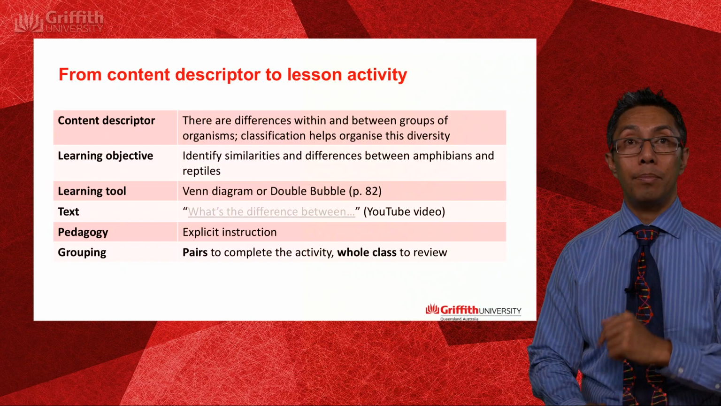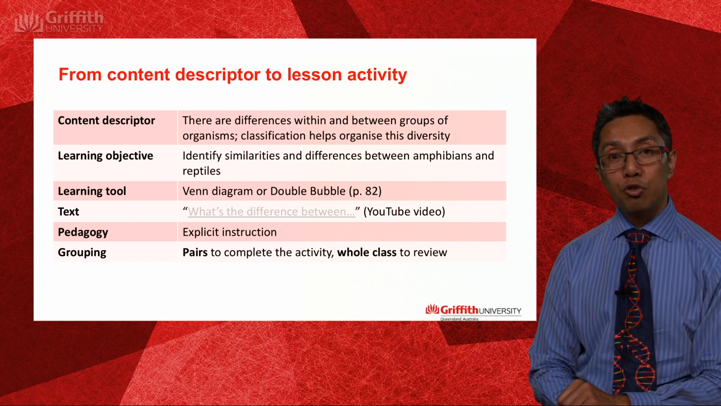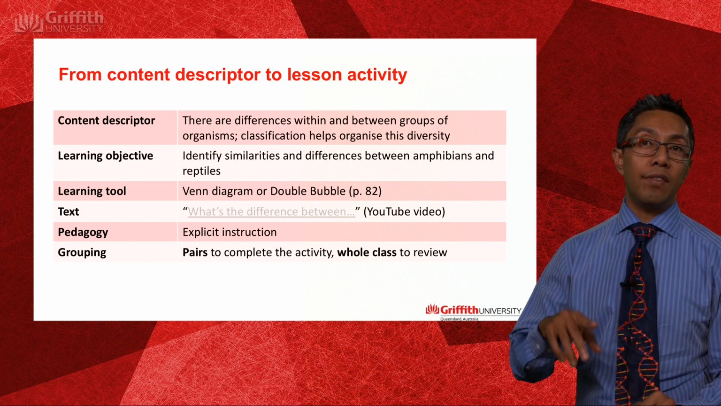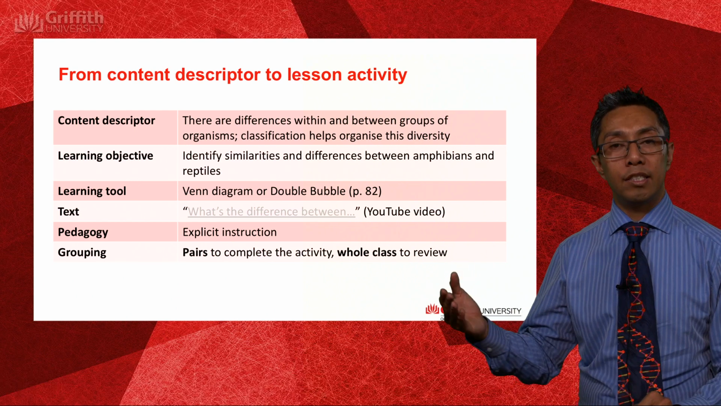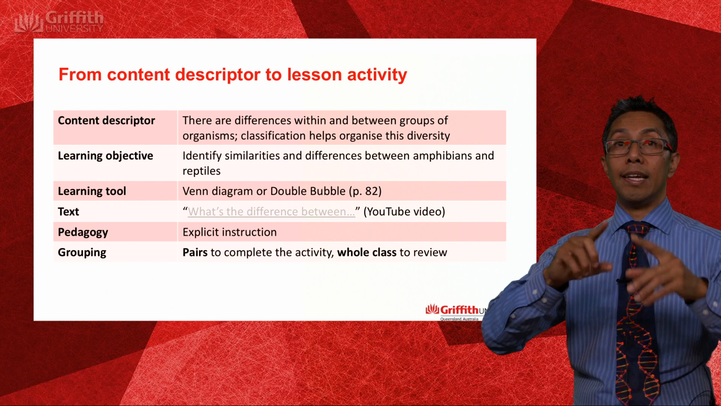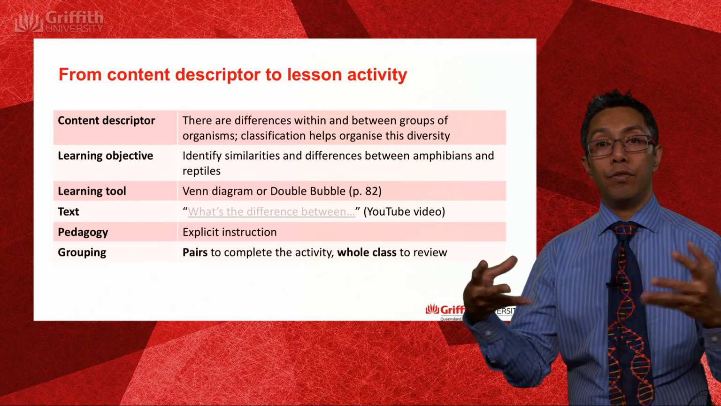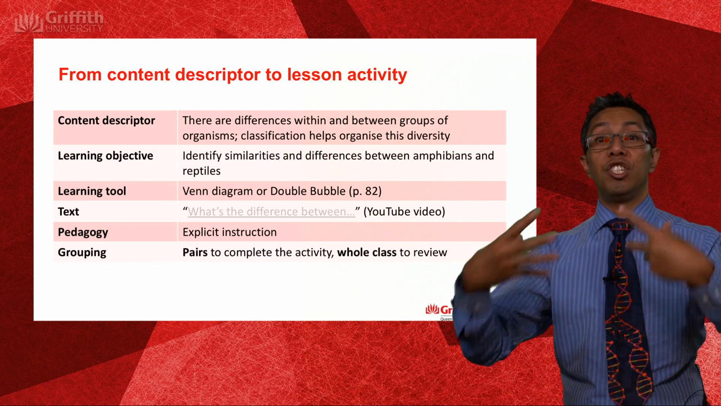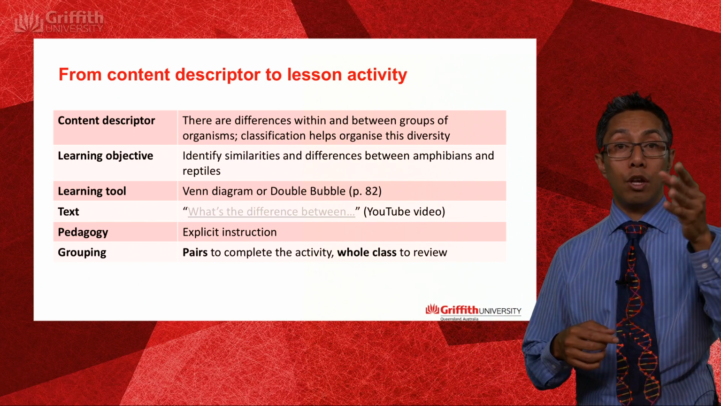Okay, so let me give you an example. So from the biological sciences substrand of science understanding, I've chosen this one. So this is year 7. There are differences within and between groups of organisms. Classification helps organise this diversity. Now, you're not going to cover a single content descriptor in a single lesson. That one content descriptor is jam-packed full of learning objectives that it is your job as a teacher to generate. Okay, it's not the job of the curriculum, it's your job to generate the learning objectives.